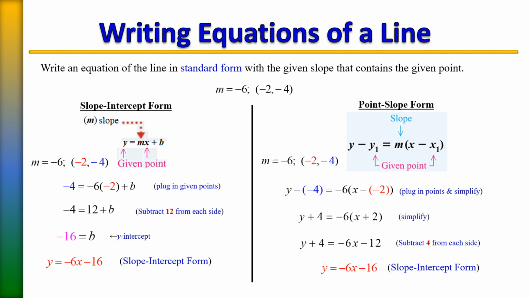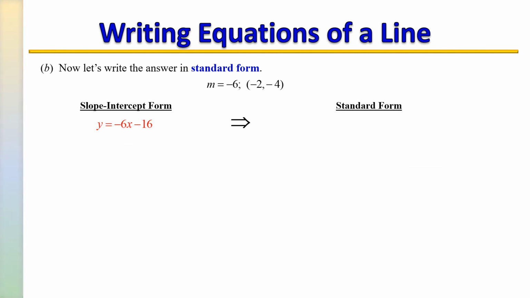One last thing we need to do: we want to make sure that our answer is in standard form. Recall, standard form is where x is first, then y, and then the number by itself. So let's move to another page here, and we're going to rewrite this equation from slope-intercept form to standard form. To do that, it is simply one step, because recall, standard form is where x is first, then y, and the number by itself is on the right side.